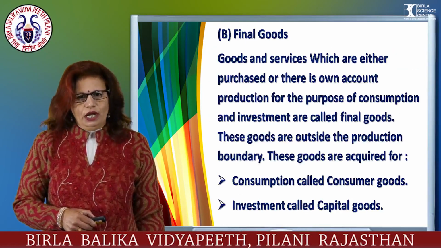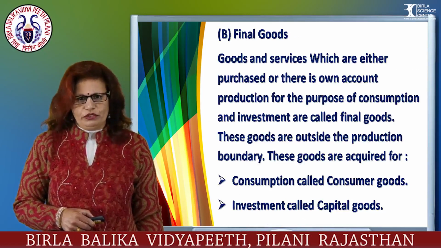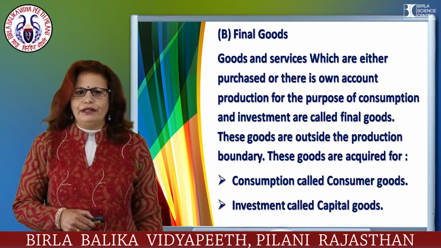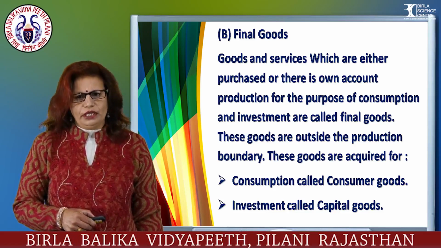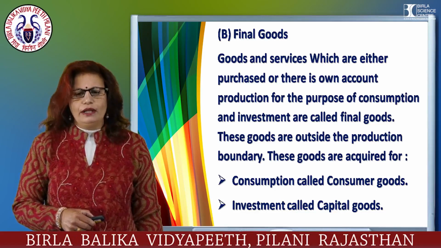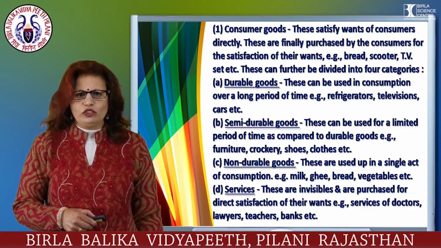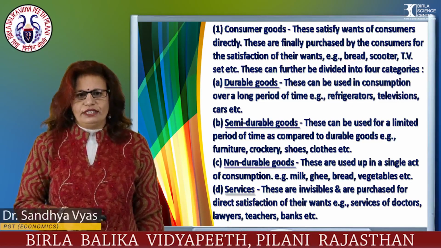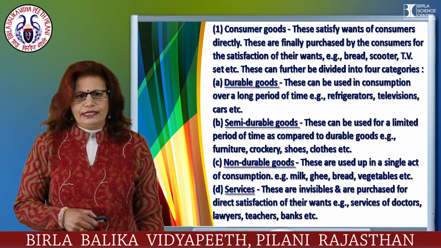Final goods are the goods which are either purchased or there is own account production for the purpose of consumption and investment. These goods are outside the production boundary. These goods are acquired for consumption, called consumer goods, or for investment, called capital goods. Consumer goods satisfy wants of consumers directly. These are finally purchased by the consumer for the satisfaction of their wants, for example, bread, scooter, TV set, etc.